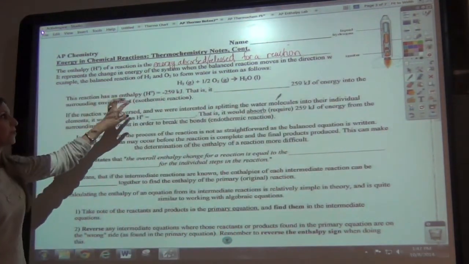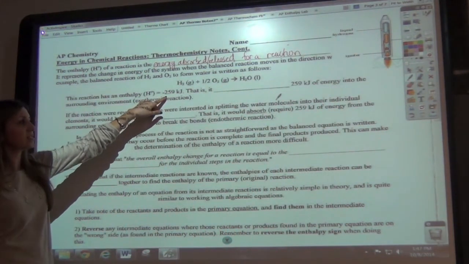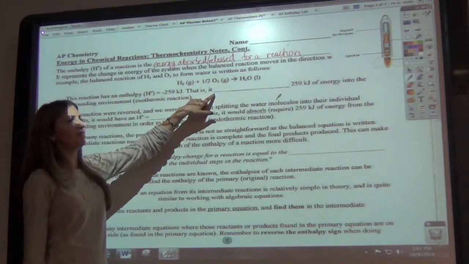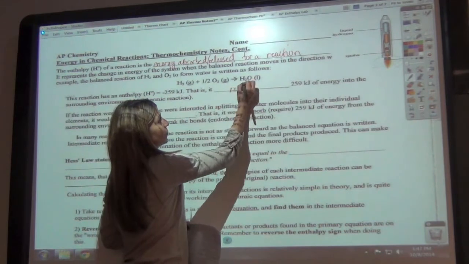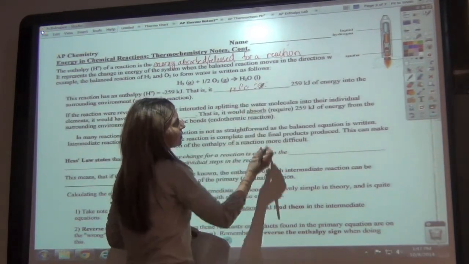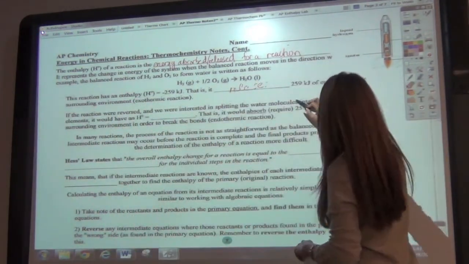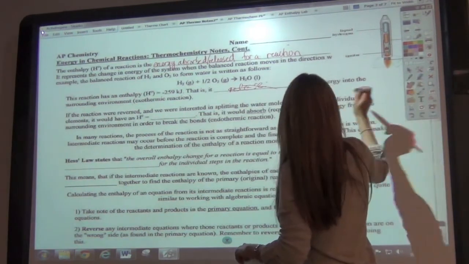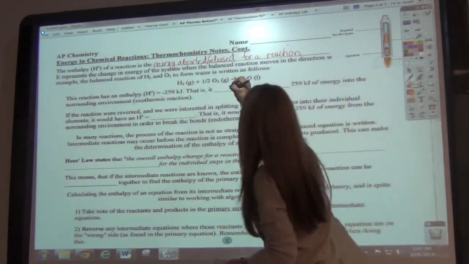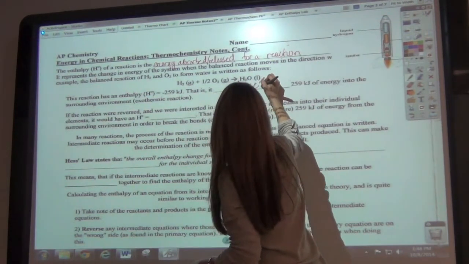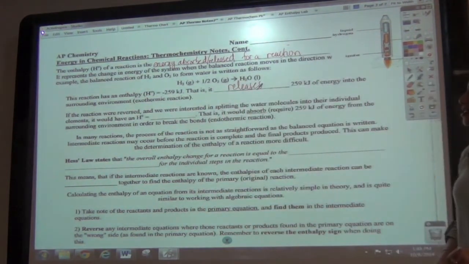This reaction has an enthalpy of negative 259 kilojoules. That is, if it's negative, then what does it do to the 259 kilojoules? It releases it. It releases 259 kilojoules of energy. So here. Switch colors. Okay, if this is red. If the reaction, so it's exothermic.